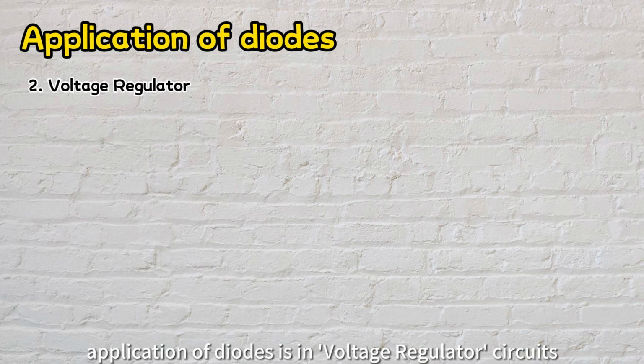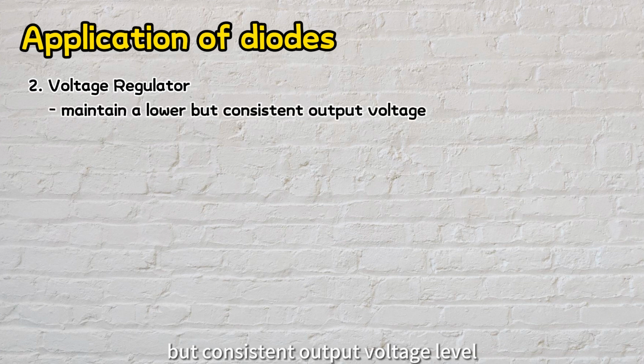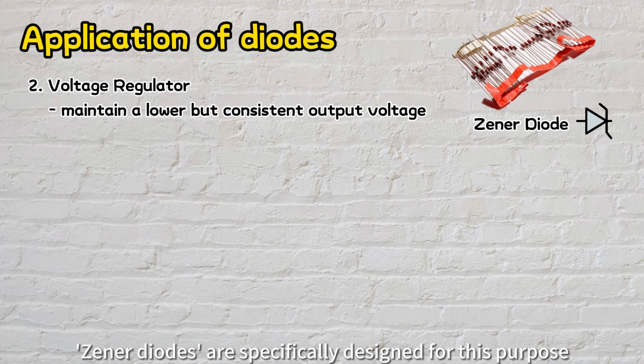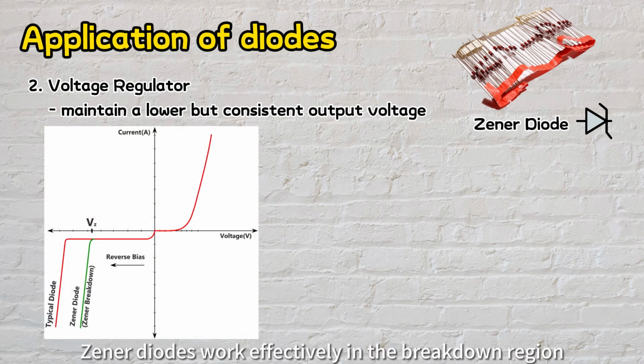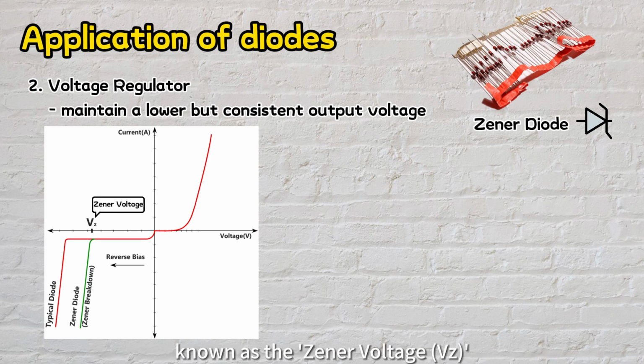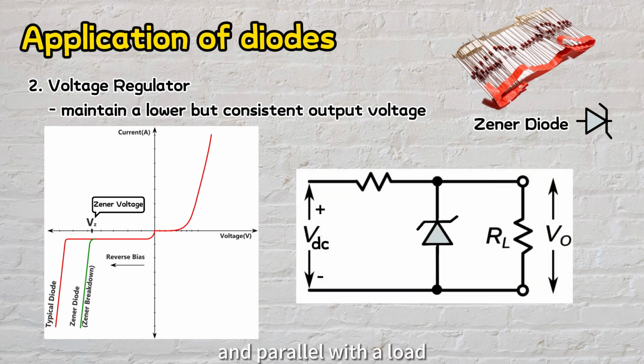Another important application of diodes is in voltage regulator circuits. Voltage regulators are essential for maintaining a lower, but consistent output voltage level, even when there are minor fluctuations in the input voltage. Zener diodes are specifically designed for this purpose. Zener diodes work effectively in the breakdown region, characterized by a well-defined breakdown voltage, known as the Zener voltage, or VZ. By connecting a Zener diode in reverse bias mode, and parallel with a load, you create a path for current to flow through the diode in the reverse bias mode.